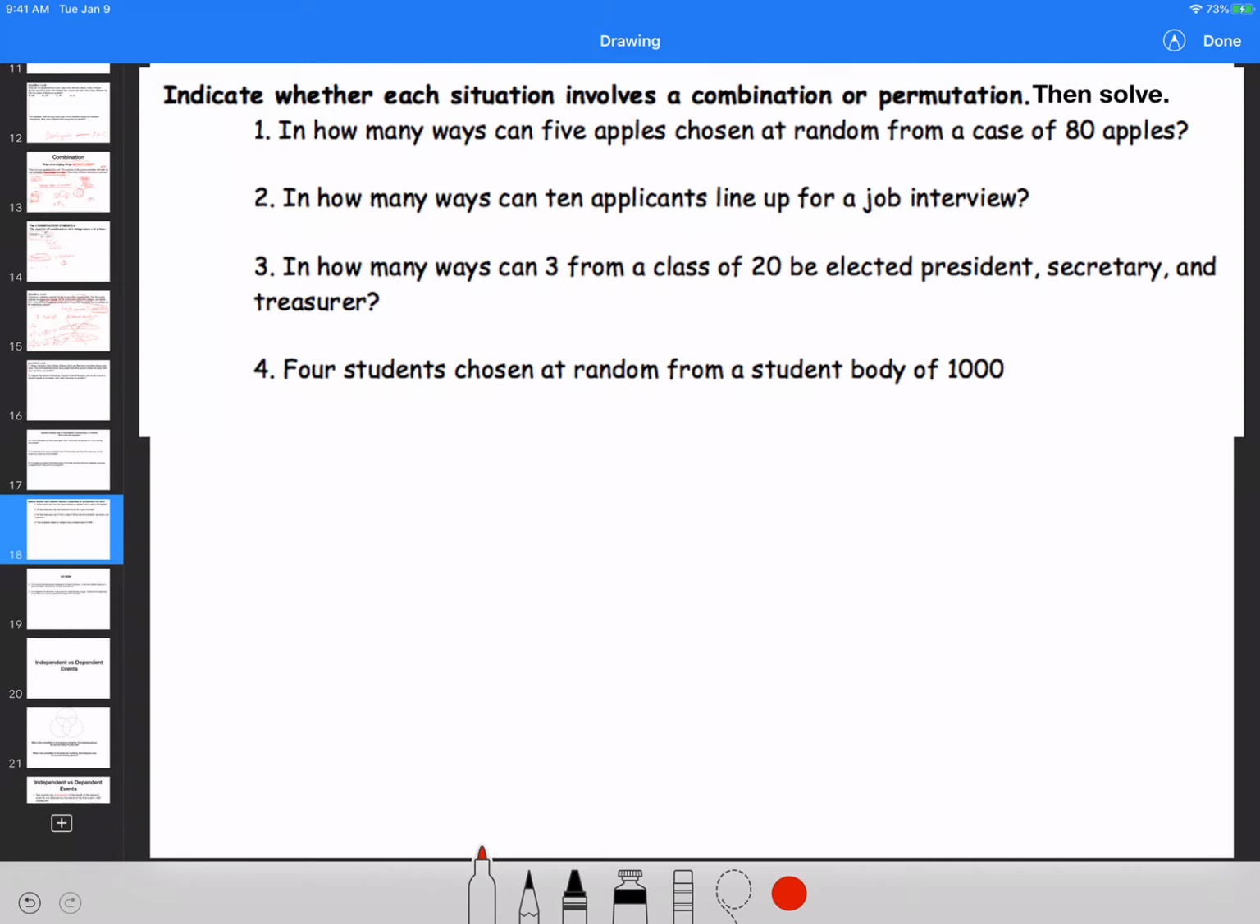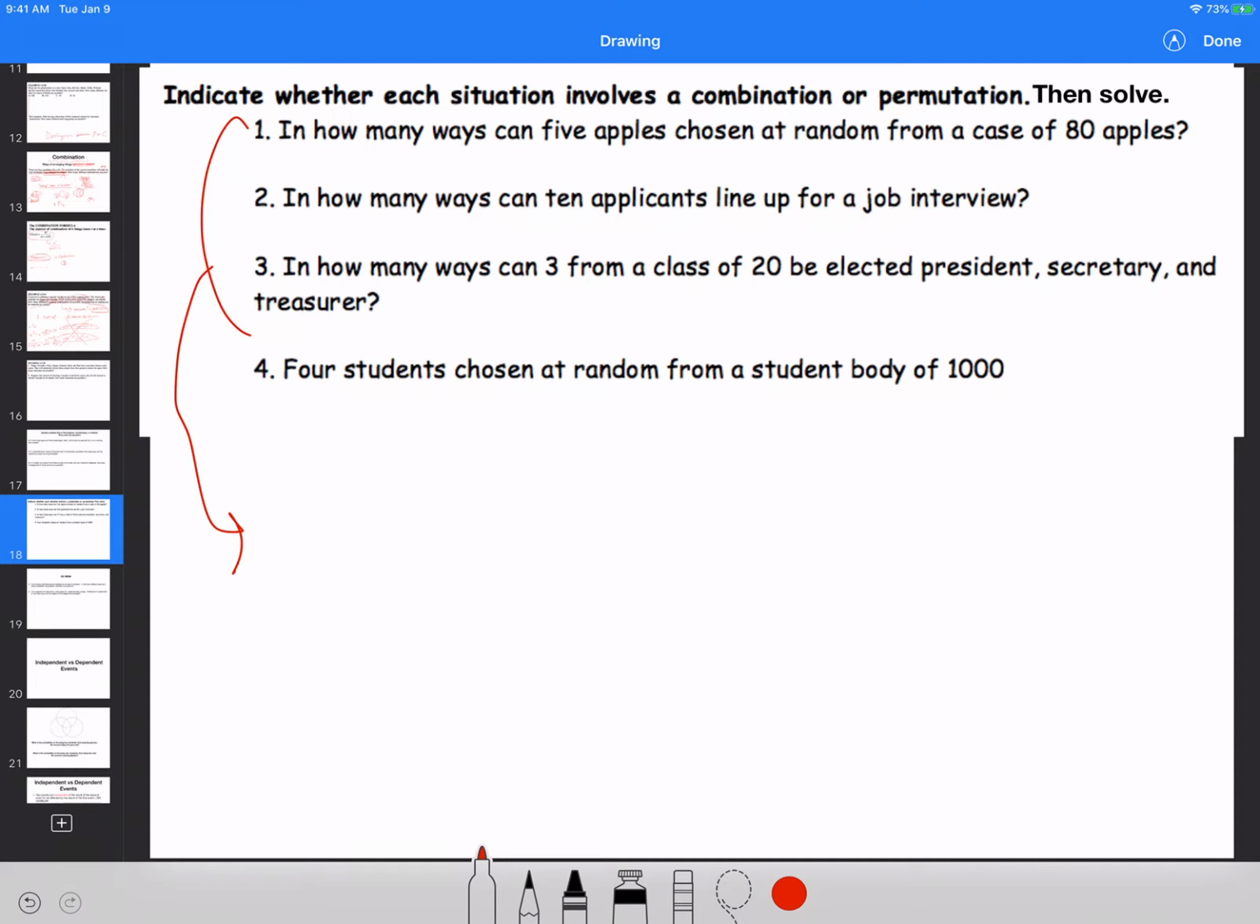Okay, again, we'll do these types of questions, and for today, I would like you guys to pause the video and really try these on your own. I'm going to give you similar questions like this. Indicate whether each situation involves a combination or a permutation and then solve.